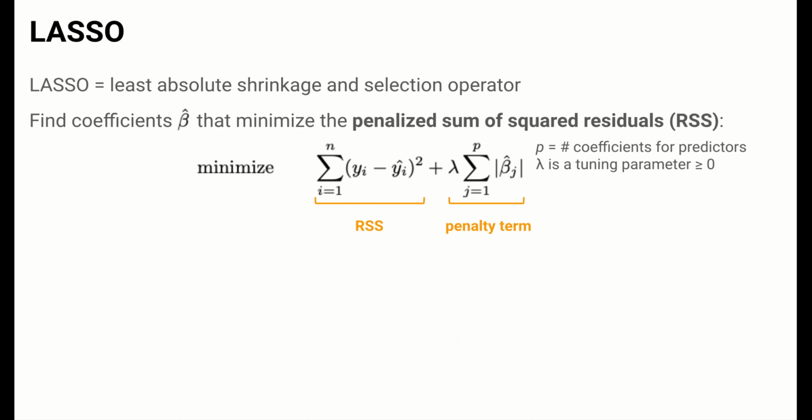So, LASSO stands for least absolute shrinkage and selection operator, and the criterion that it uses to find good beta coefficients is to minimize a penalized version of the sum of squared residuals. The first part of this quantity is the familiar RSS, and the second term is an added penalty term. So, what exactly is being penalized, and how does this help us?